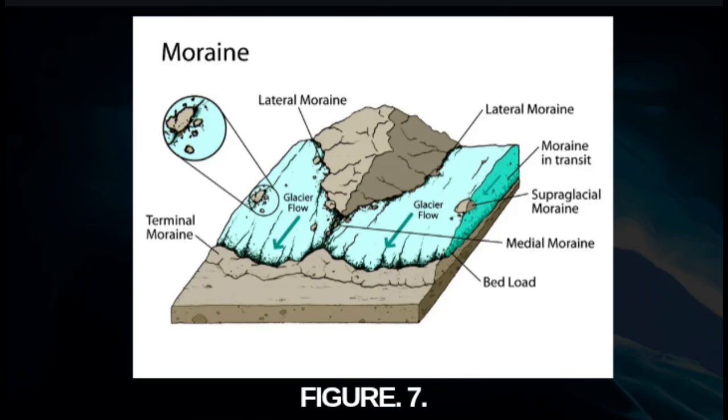Medial moraine. This is a dark stripe of debris that runs along the center of a glacier surface. It forms when two glaciers flow together and their adjacent lateral moraines merge in the middle of the new larger glacier. Bed load. This is the material that is dragged, rolled, or slid along the very bottom or the bed of the glacier. This abrasive action is a primary cause of glacial erosion, carving out U-shaped valleys.